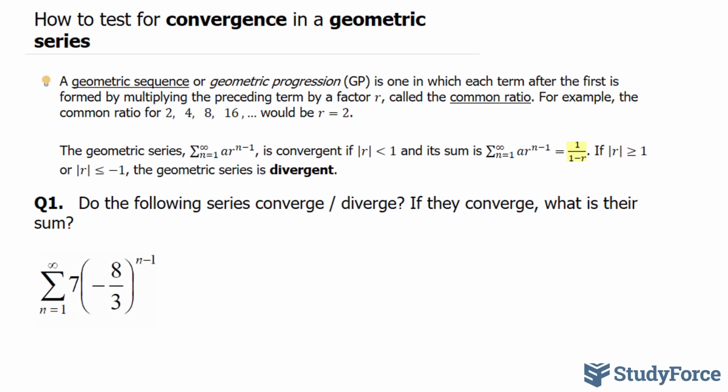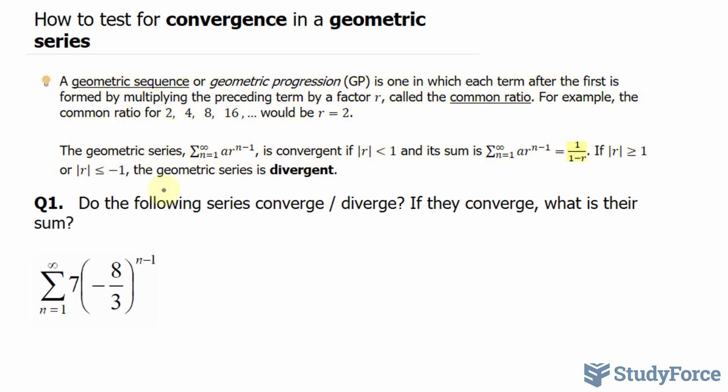In this video tutorial, I'll show you 4 examples on how to test for convergence in a geometric series. A geometric sequence, or a progression, is one in which each term after the first is formed by multiplying the preceding term by a factor r, called the common ratio. For example, the sequence 2, 4, 8, 16 would have an r value of 2.